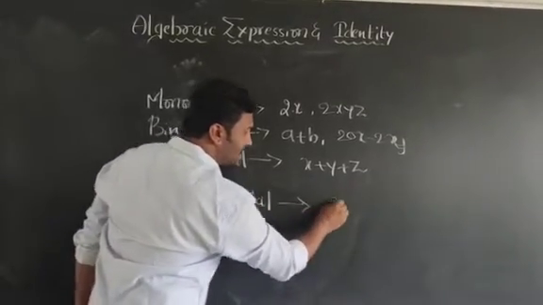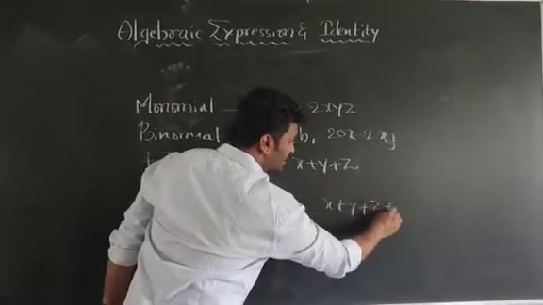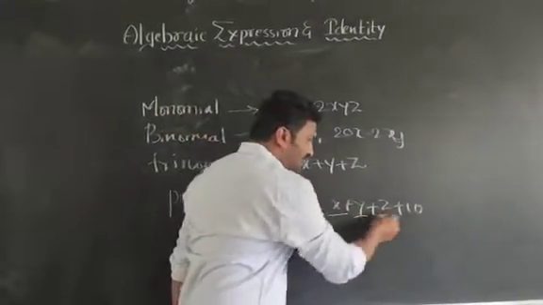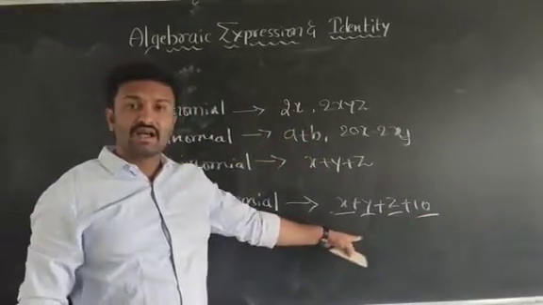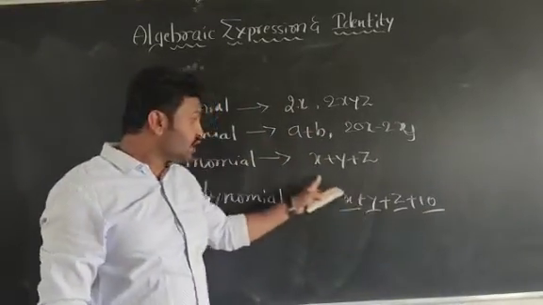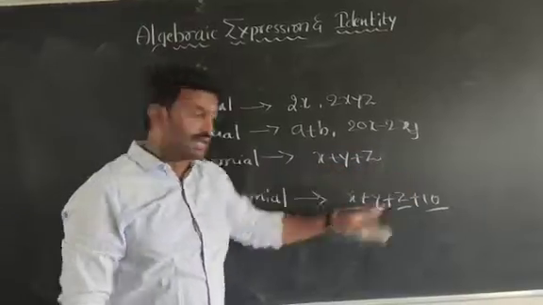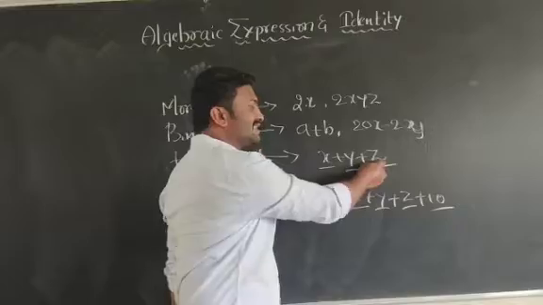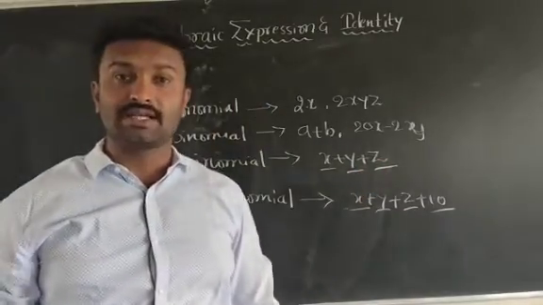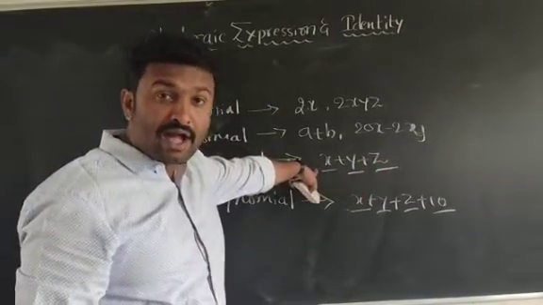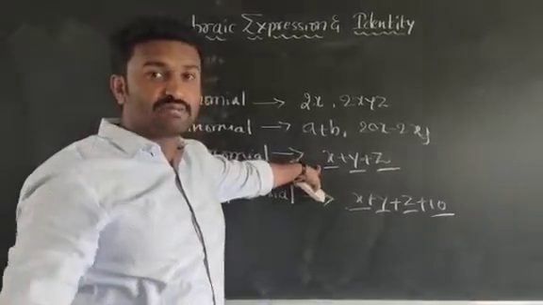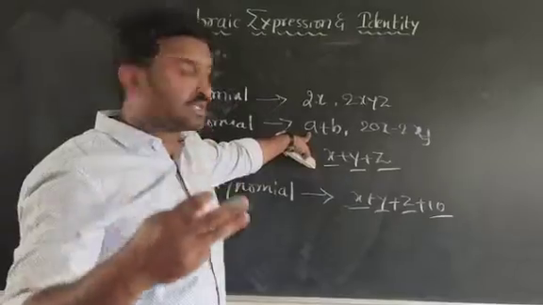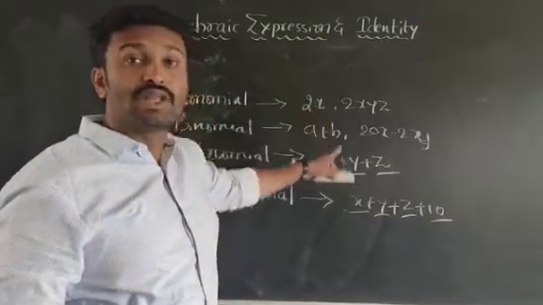For example, x plus y plus z plus 10. Here how many terms are there in the expression? 4 terms are there. Then this one is called a polynomial. In x plus y plus z, how many terms are there? 3 terms are there. x is one term, y is one more term, and z is one more term. Then this one is called trinomial. An expression contains 3 terms. Binomial contains only 2 terms. Monomial contains only 1 term.